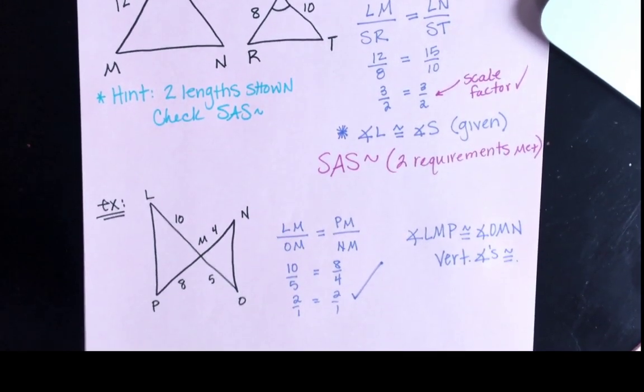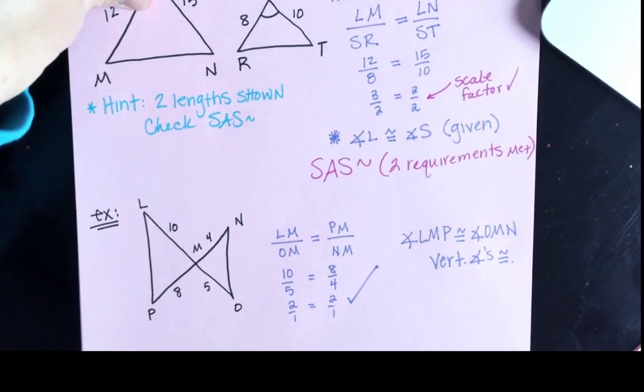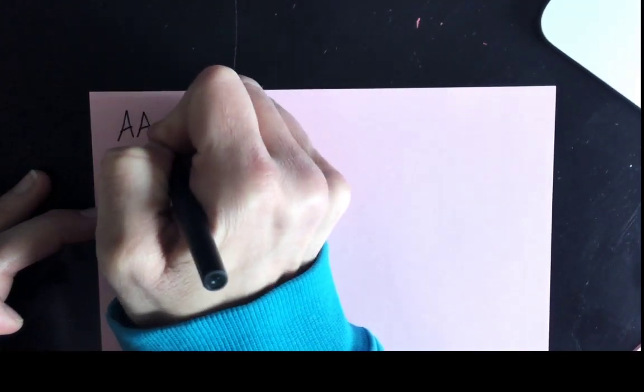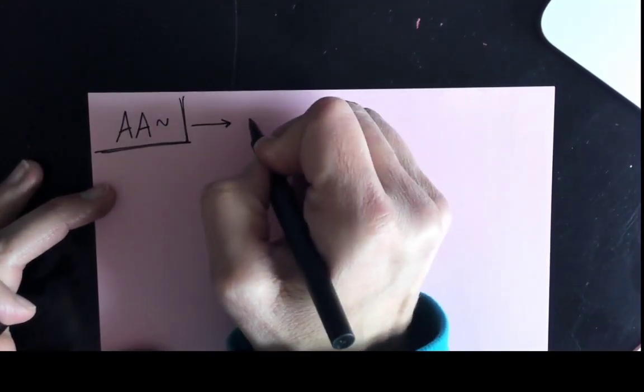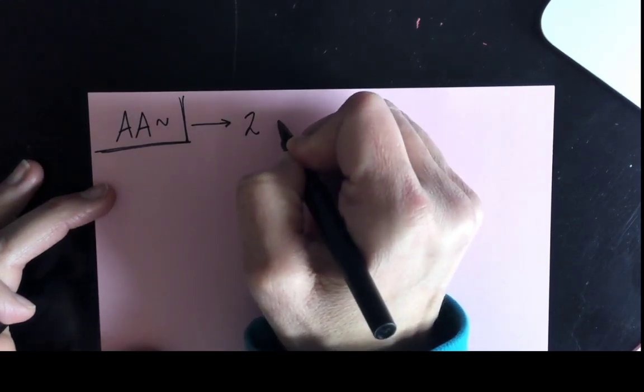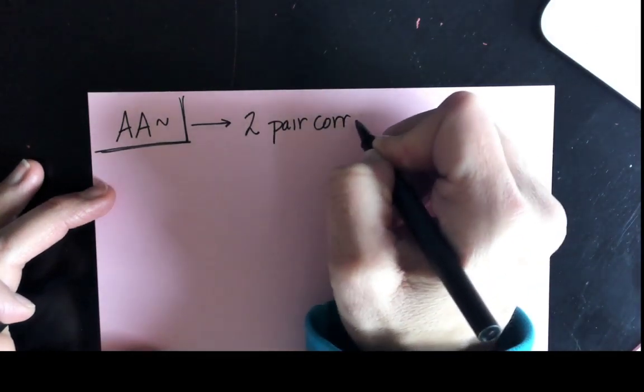So the last one, we did side, side, side, we did side angle side. The last one is the easiest. It's the easiest to spot. It's the easiest to answer. It's the fastest of all three. And that one is simply angle, angle. And we still need the similar symbol after it because all of our similar theorems need it. And our requirement is 2 pairs of corresponding angles congruent.